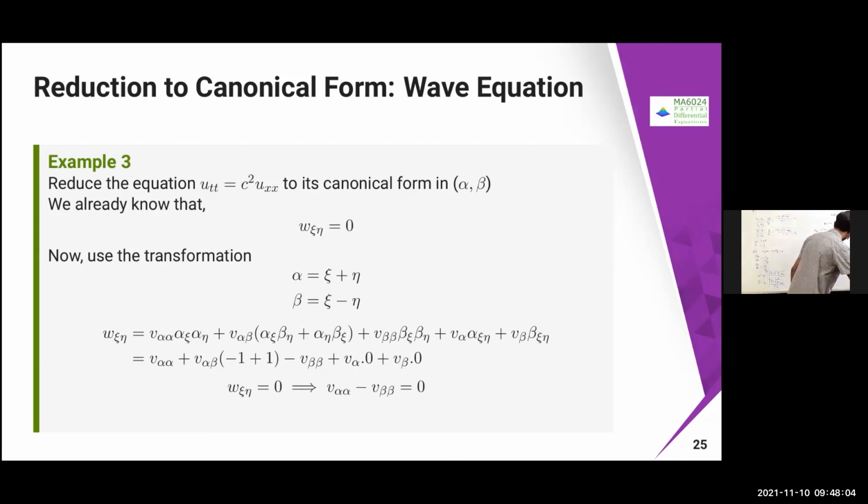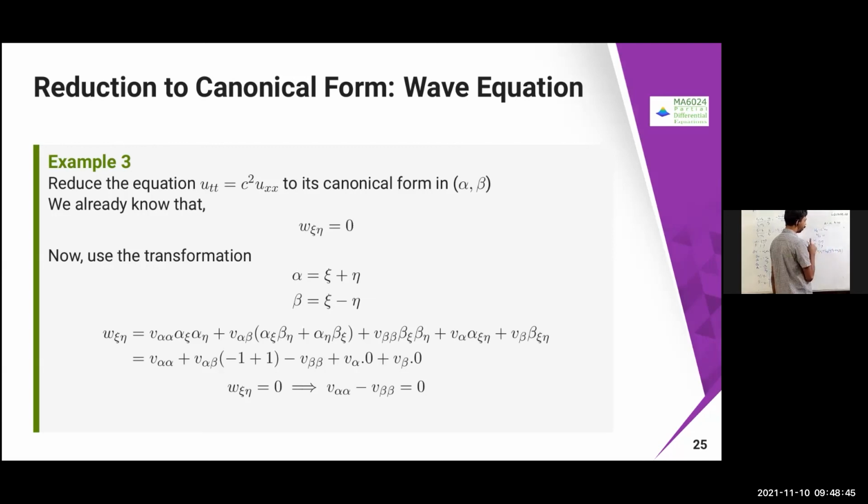So in that case, this is going to be reduced to w chi eta. I can write it as v alpha alpha into alpha chi alpha eta. I have to find only this one, because I don't require w chi chi or w eta eta, only w chi eta. So this can be written as v alpha alpha alpha chi alpha eta plus v alpha beta, some other transformation, alpha chi beta eta plus alpha eta beta chi.